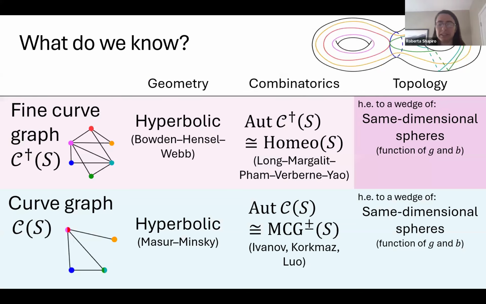And what this does for me, at least, is that it kind of completes this table of trying to find similar results when we look at curve graphs and fine curve graphs, because if we can leverage what we know about an object that has been studied for many years, like the curve graph, we can potentially learn more about the fine curve graph and homeomorphism groups in general.